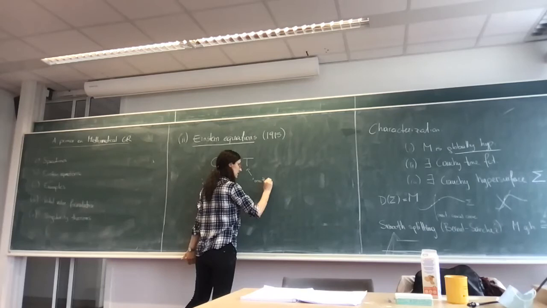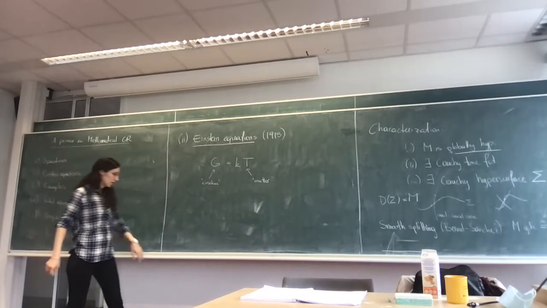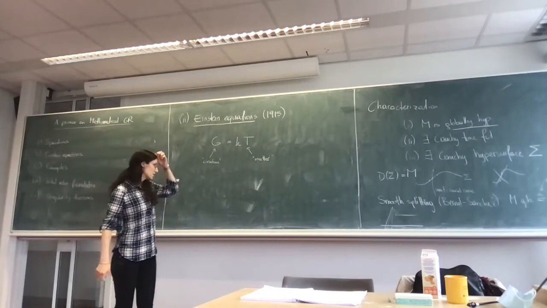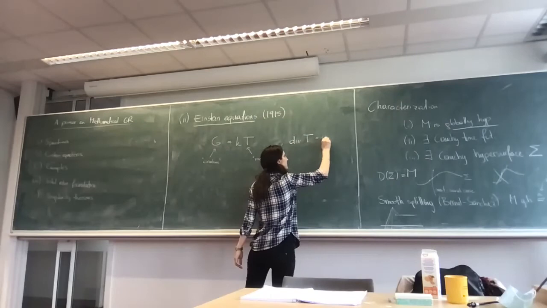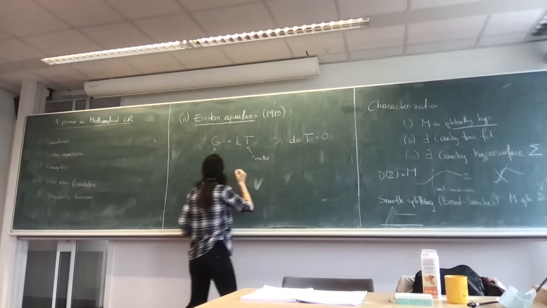And the question is, what do you use here? For the matter content, you want to satisfy certain conservation laws. So you want, for example, that the matter content is conserved. So you want the divergence, so these are (0,2) tensors, should be zero. So it should be conserved.